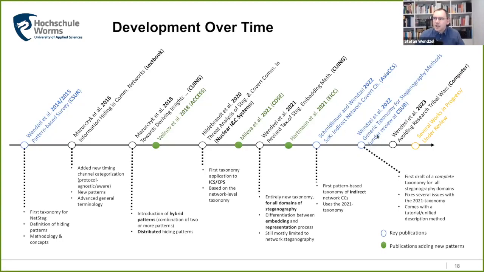And the current state of the taxonomy is this one. It's still a preprint. It's under review since July last year. And this is a project where several authors are involved from several institutions, where we revised the whole taxonomy again and made it backward compatible till the very first one. And this is not just for network steganography, it's essentially for all domains, but I will give you examples for that later.